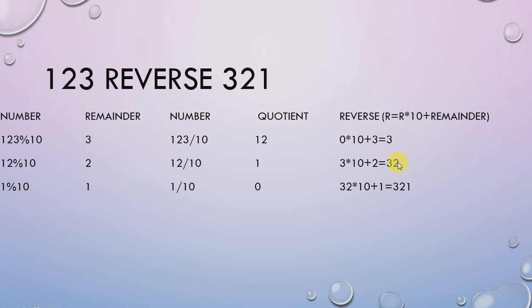Now I'm going to update it for the third step. Then 32 multiplied by 10 plus the remainder in this step, which is 1. So adding this remainder gives us 321. Now we can see 321 is exactly the reverse of 123. So in our code we are going to use this approach in order to reverse a number.